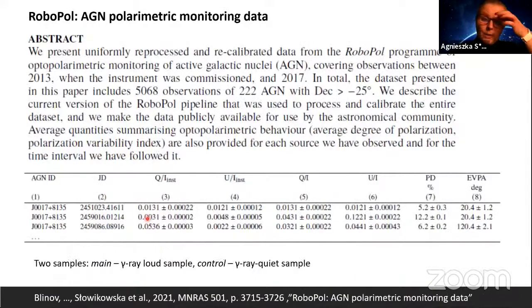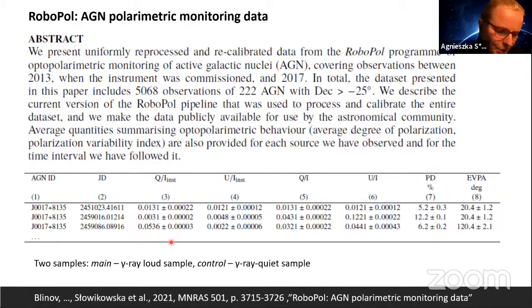Recently, we published the full data set from the RoboPol monitoring. It's more than 5 years, and there are more than 200 AGNs in this data set with 5,000 observations. For each AGN, you have, of course, the name, the Julian day, the instrumental polarization, normalized parameters, and then the net polarization parameters, normalized Q and U, and also the calculated polarization degree with error, and the electric vector polarization position angle also with error.